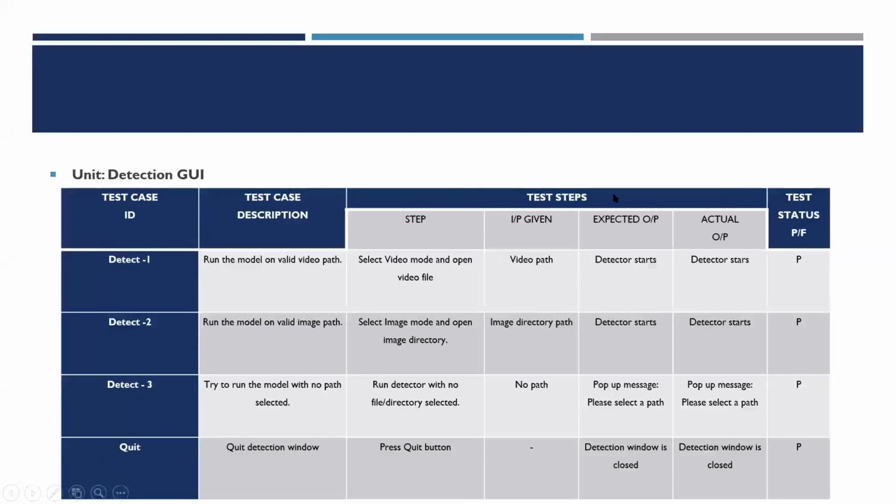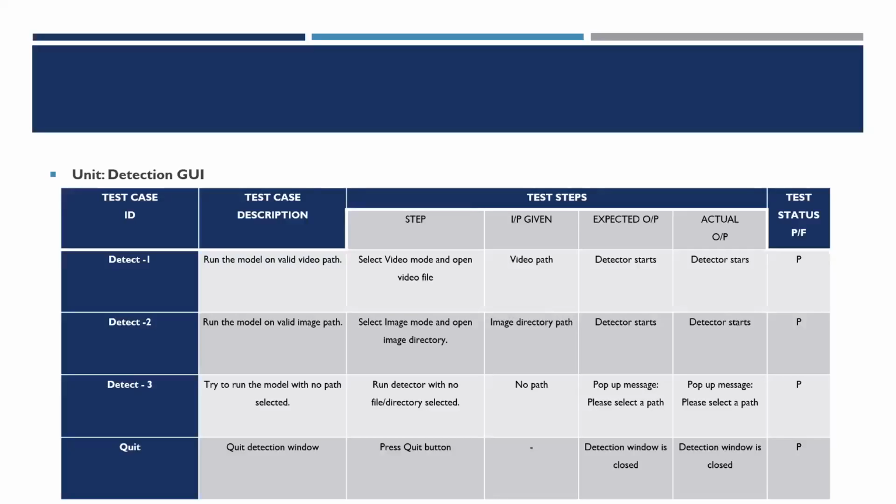Okay, coming to the detection GUI, we have tested 4 test cases. First test case is running the model with a valid video path. We select the video mode as we have seen in our GUI, and then open the video file. Input given will be the video path. Expected output is that the detector starts the process of detecting whether it's fire or non-fire. The actual output is the same. Then the test case is passed.